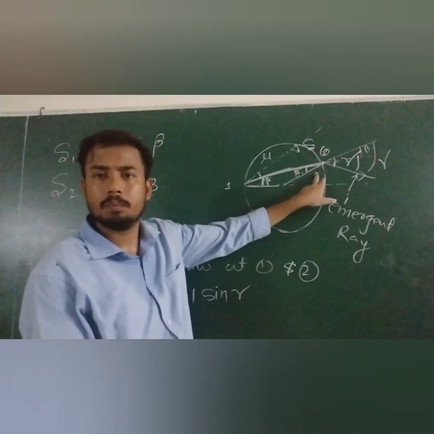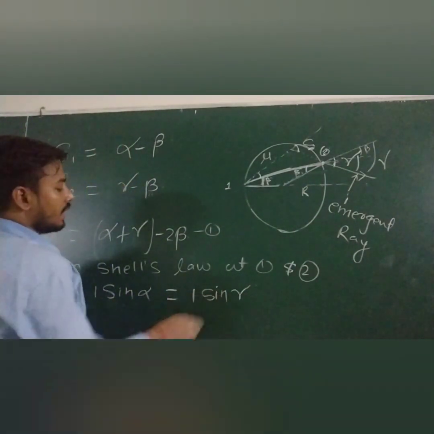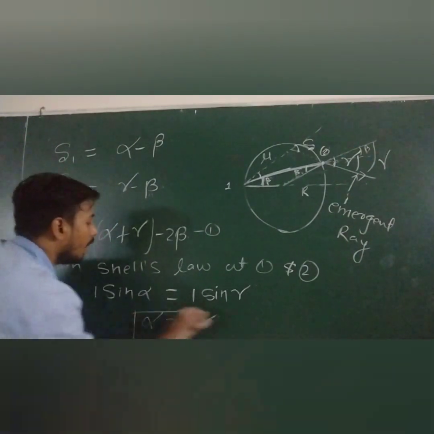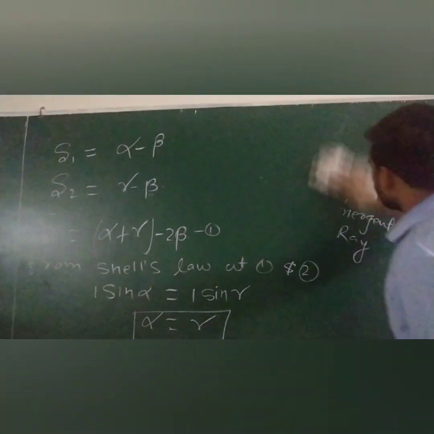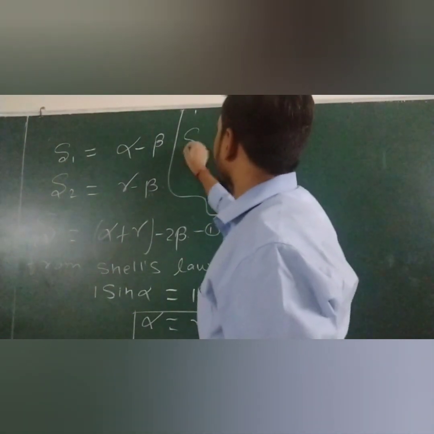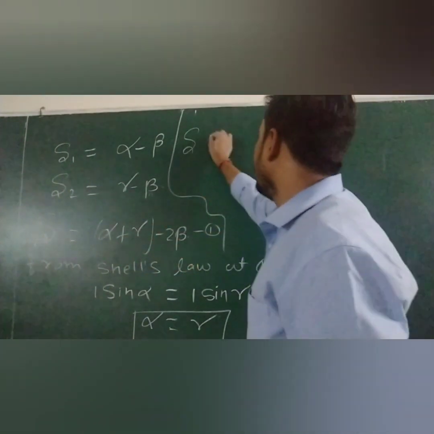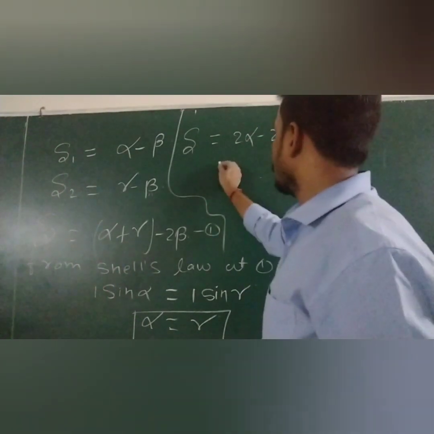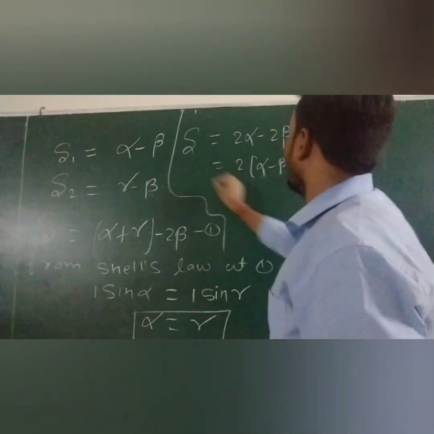Even you can take it inside also. Got my points? So see, 1 sin alpha is equal to 1 sin gamma. So from here we can say alpha is equal to gamma. So the net deviation delta becomes gamma plus gamma, or you can say alpha plus alpha, which is 2 alpha minus 2 beta. So we can say 2 into (alpha minus beta).